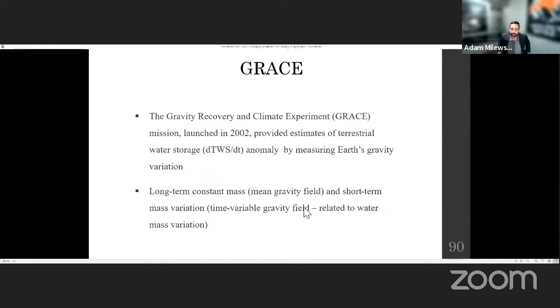And as I mentioned yesterday, that equates to, if we're looking at a monthly change in mass, that we're not looking at glacial isostatic rebound, we're not looking at tectonic or larger scale geologic processes. We are primarily looking at hydrologic water storage related mass variation. And that's the big assumption that we're making.